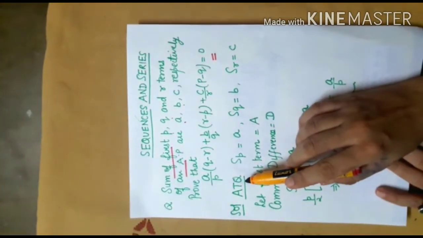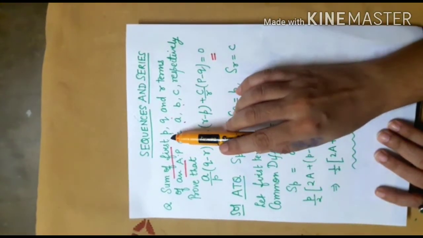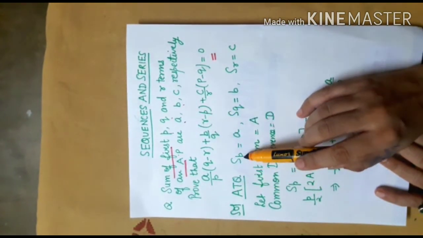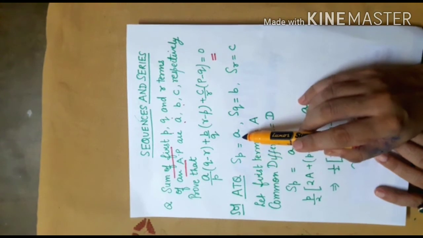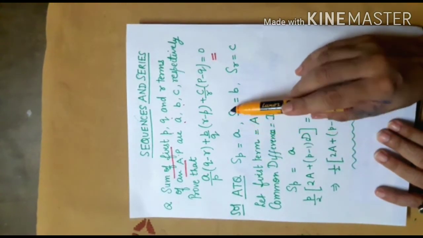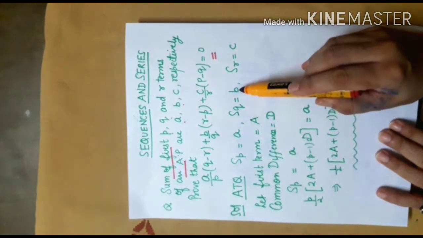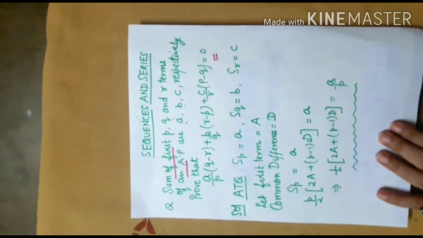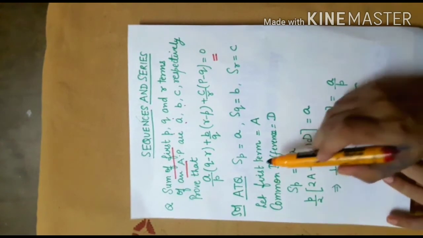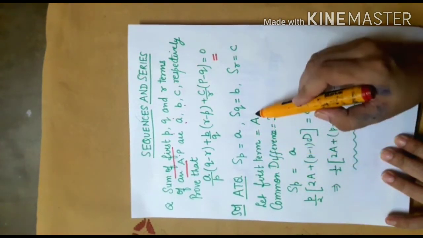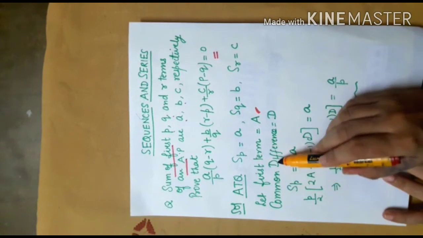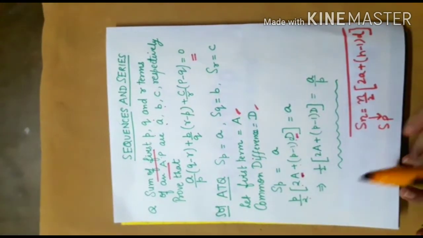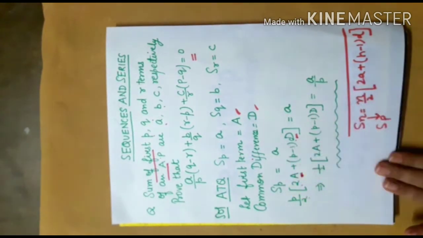Now, according to the question, the sum of the first P terms is A. The sum of the first P terms is denoted by SP. So, SP is A. The sum of the first Q terms, that is SQ, is equal to B. And the sum of the first R terms is equal to C. Now, let the first term of the AP be denoted with capital A and the common difference be denoted with capital D. Yes, SP is equal to A.